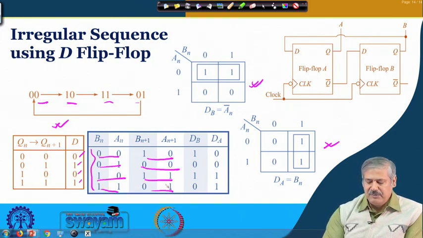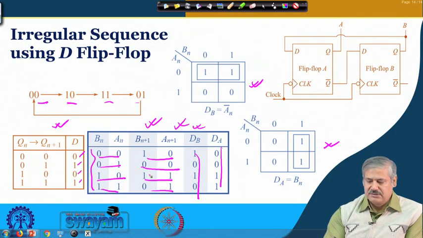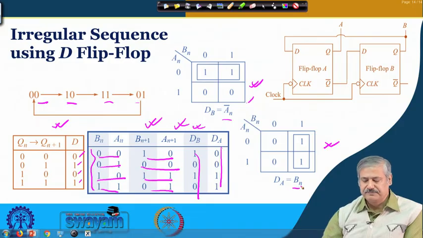And then for D flip flop, whatever is the next value, that is the input. So, 1 0 1 0, 0 0 1 1. Accordingly you have got your Karnaugh map entries, and these are the equations. Is it fine?